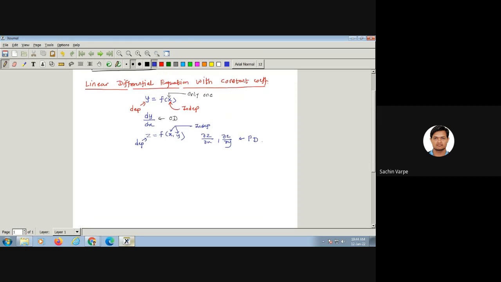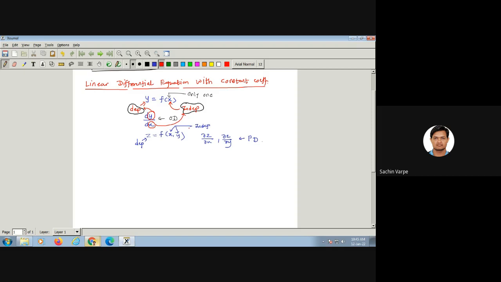So, always remember the dependent. How do we recognize which is dependent and which is independent? If the differential term is there, then the one whose derivative is taken is dependent, and with respect to what, that is independent. Clear to everyone? Is this clear? Yes, sir.